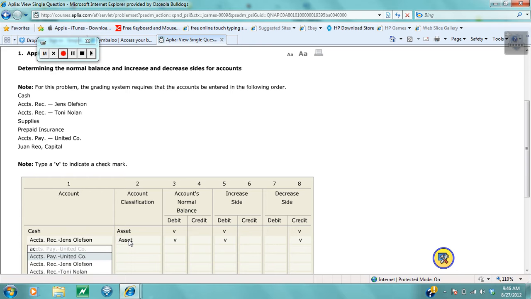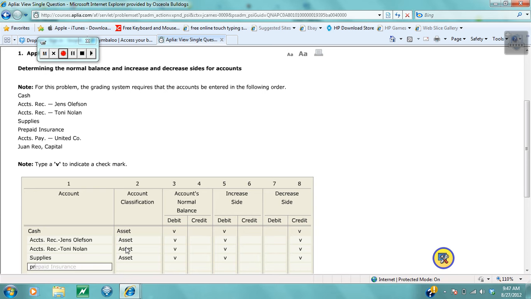Accounts receivable again, sorry about that. It's a what kind of account? Hopefully you said an asset. Normal balance side is a debit, increases with a debit, decreases with a credit. Supplies, what kind of account is that? Hopefully you said an asset, because you could eventually sell your supplies if you had to. Hopefully you never have to. The account's normal balance side is a debit, increases with a debit, decreases with a credit.